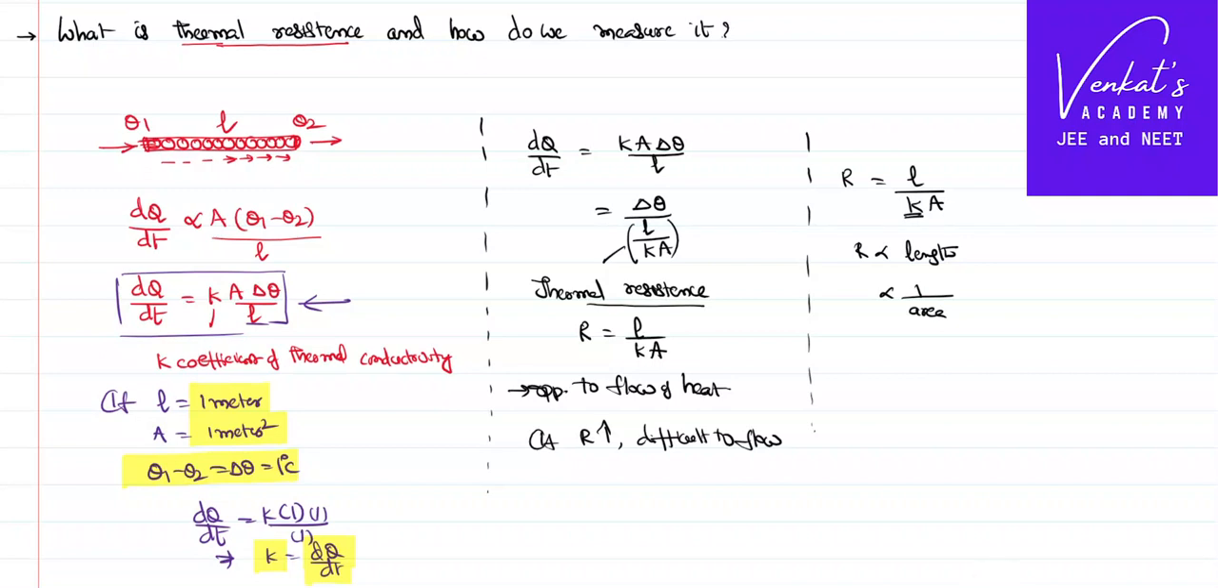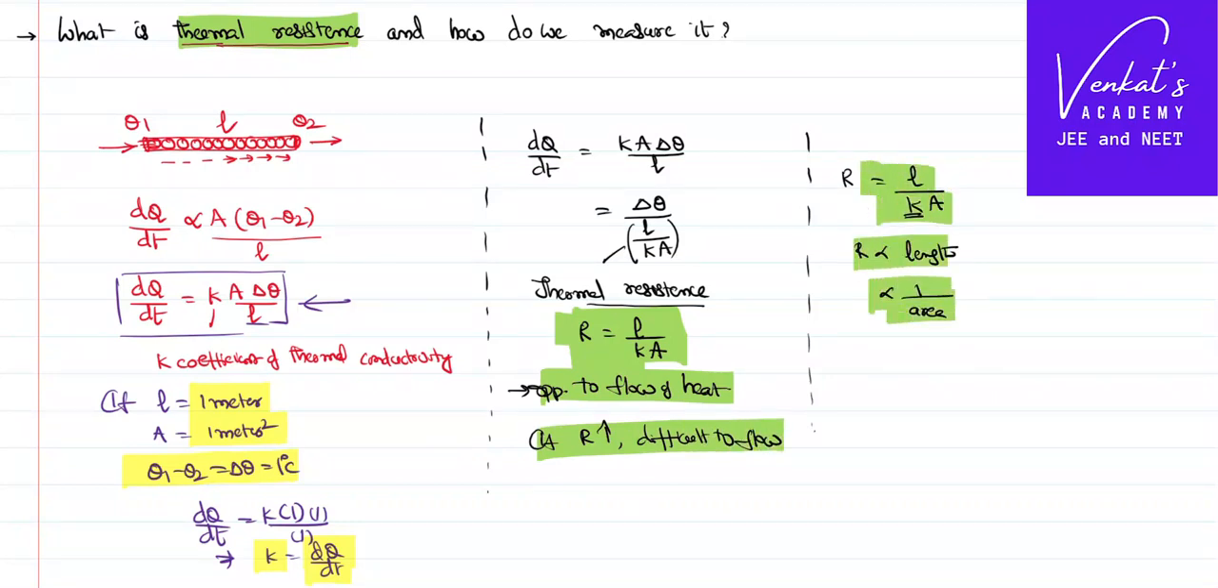In further videos, we will be talking about what the effective thermal resistance is when the rods are connected in series or when the rods are connected in parallel. That we will discuss in the next part. Here the important part is to understand that thermal resistance is a measure of opposition to the flow of heat through the rod, through the solid material. More resistance means less flow of heat, less resistance means more flow of heat. That's a basic understanding I want you to get.